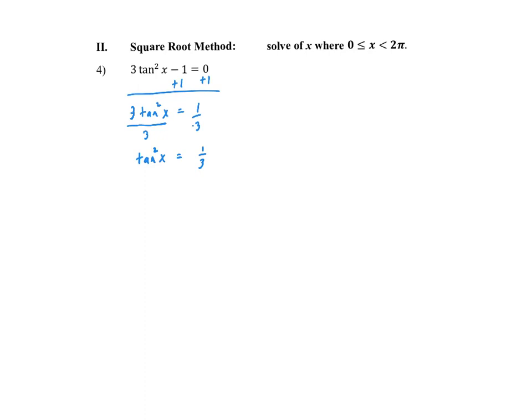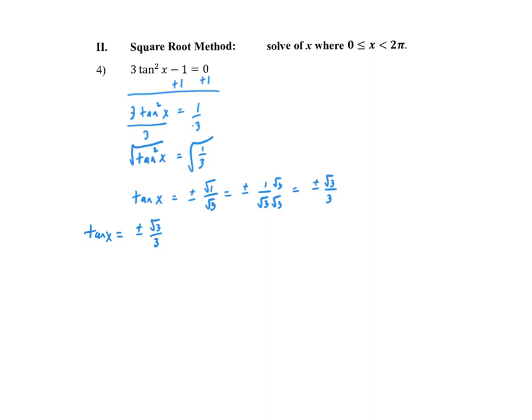To isolate the trig function, we're going to take the square root of both sides. If we take the square root of both sides, we get tangent of x equals plus or minus, and you can rip radicals apart like this. Tangent of x is equal to plus or minus 1 over root 3, which rationalizes to plus or minus root 3 over 3.